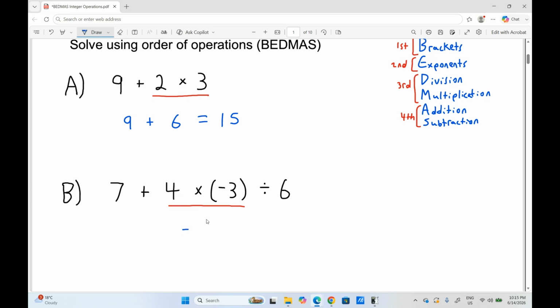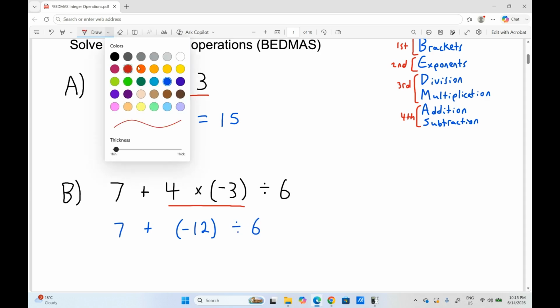Now 4 times 3 is just going to be 12. So my answer would just be negative 12. So now I just write whatever else I've had from up here and I move it down. So I have 7 plus negative 12. And I still have to divide it by 6. So then I go divide it by 6.